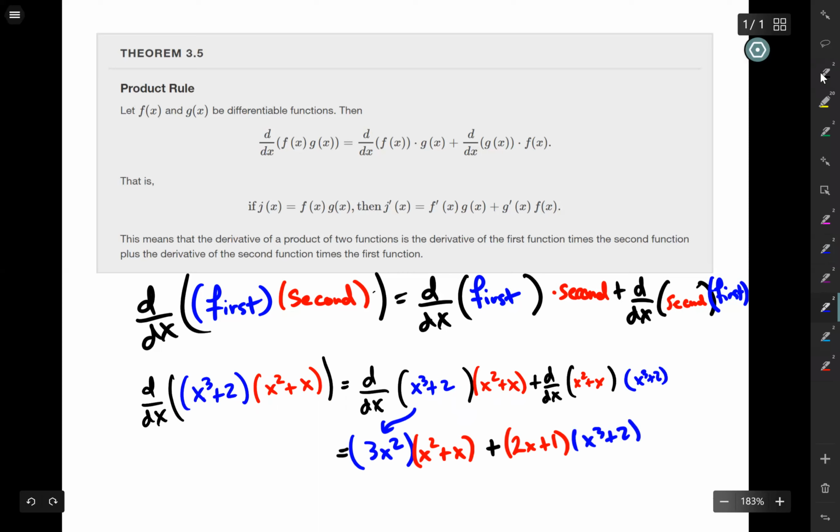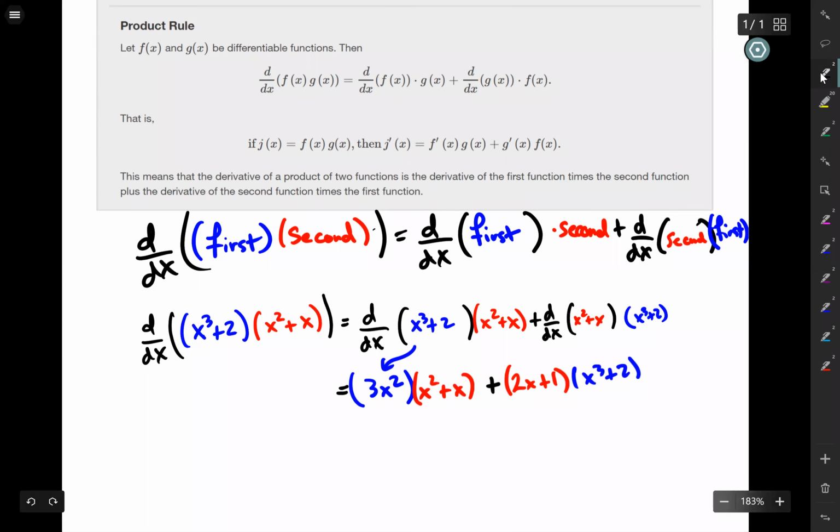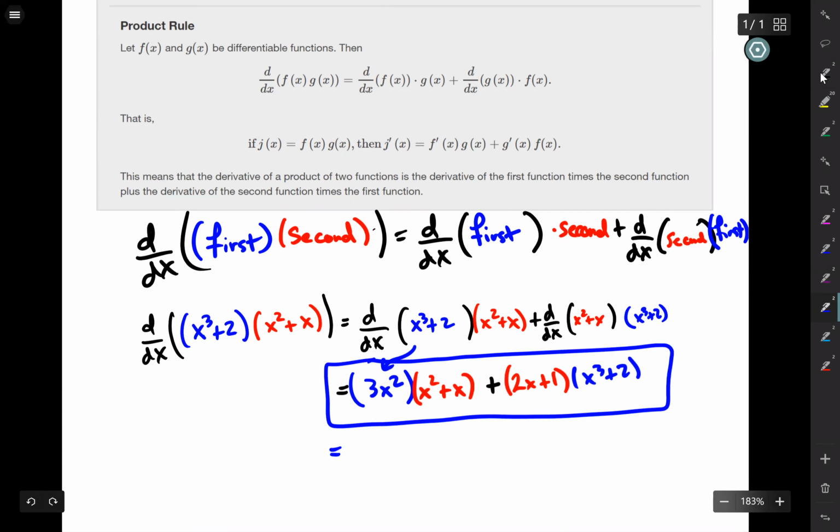That was, again, the derivative of the first times the second plus the derivative of the second times the first. And if I don't need to simplify, then I'm just done. Now, if I need to simplify, then I have to distribute these terms and combine like terms and everything. But if all I'm asking you to do is differentiate, then you could be done here.